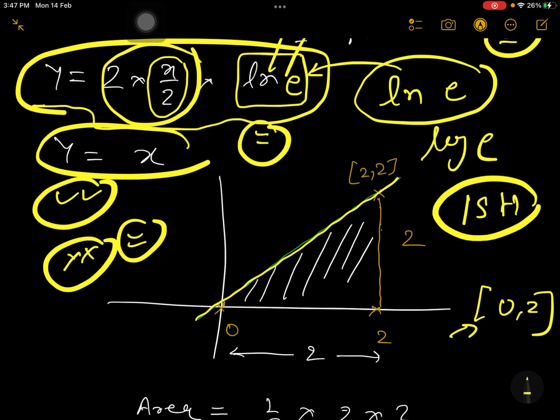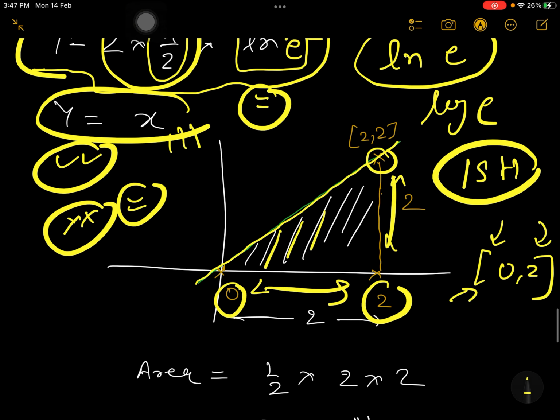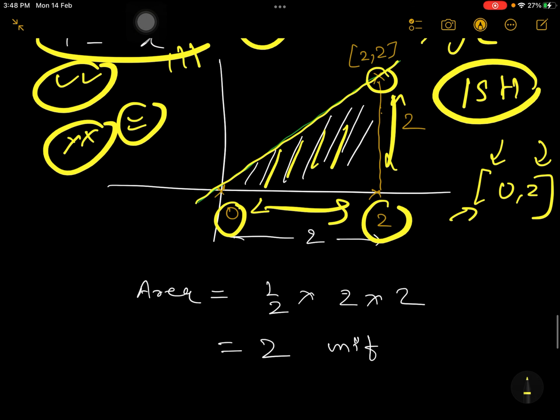Now see, this bracket also, this is the game of inequality. So from 0 to 2 you have to find the area. Because y is equal to 1 is your straight line, this coordinate will be 2 and 2, right? So this is also 2 and this is also 2. That's all. You need to calculate this area. This is now a good triangle. So the area of the triangle is nothing but 1 by 2 into 2 into 2. So that's all done, 2 units.